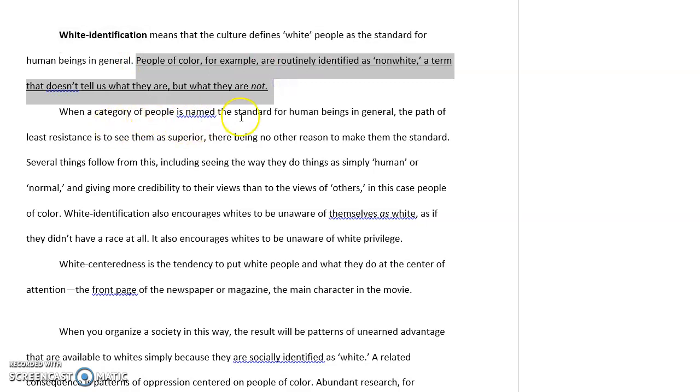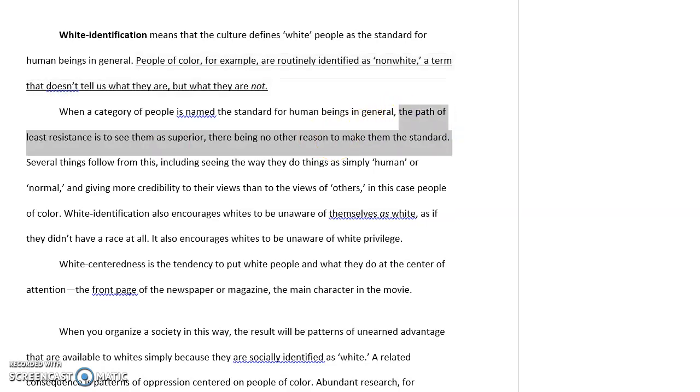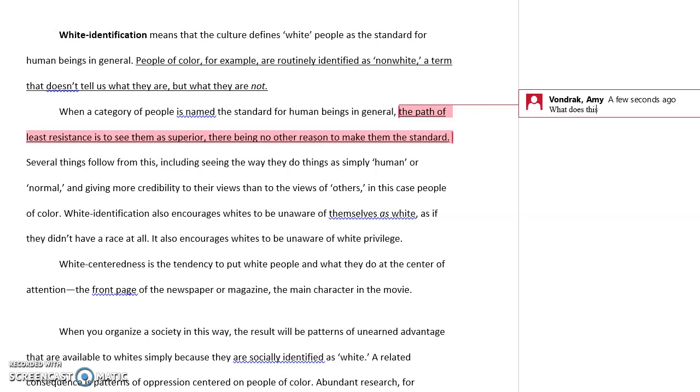When a category of people is named the standard for human beings in general, the path of least resistance is to see them as superior, there being no other reason to make them the standard. Okay, that's something I want us to talk about. I want to underline that, and I want to ask, what does this mean? I'm not sure I understand that.